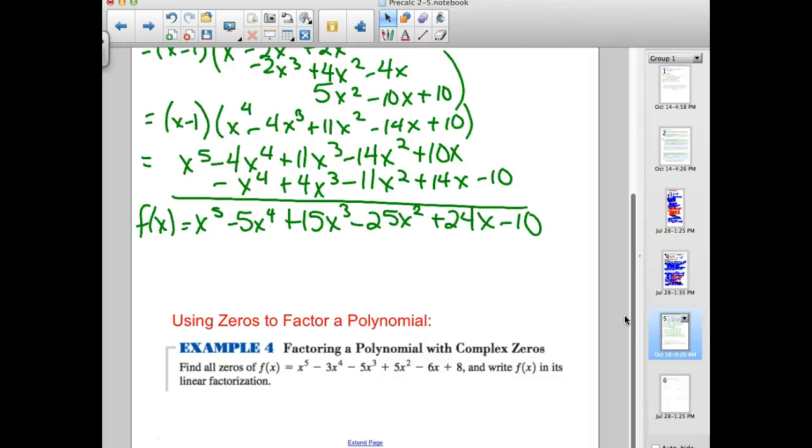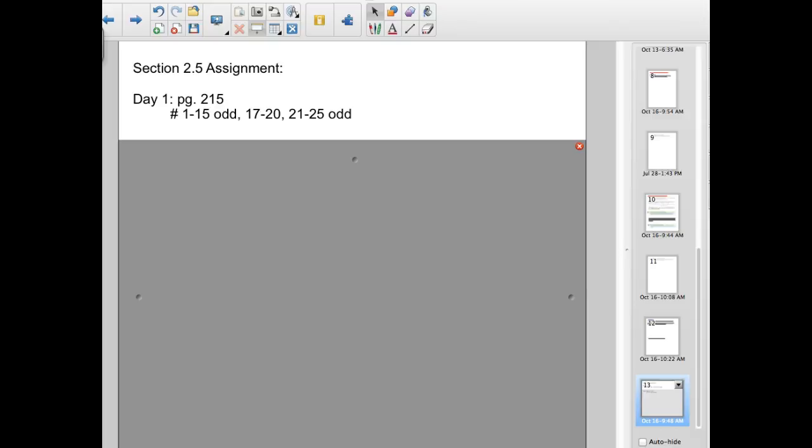And I will get your assignment in just 1 sec. Okay, so for day 1, you are going to do page 215, 1 through 15 odd, 17 through 20, 21 to 25 odd. That is actually day 1 and part of tomorrow's, so see how far you can get. I would try for sure get these first ones done here. If you can go a little further based on what we've already taught, go ahead and continue working.